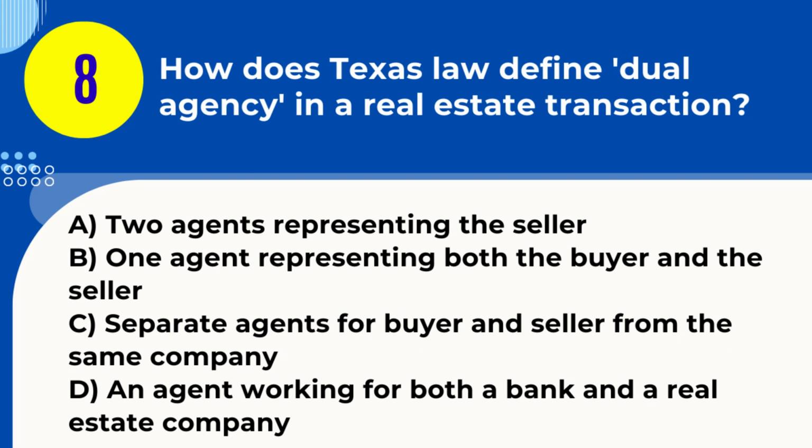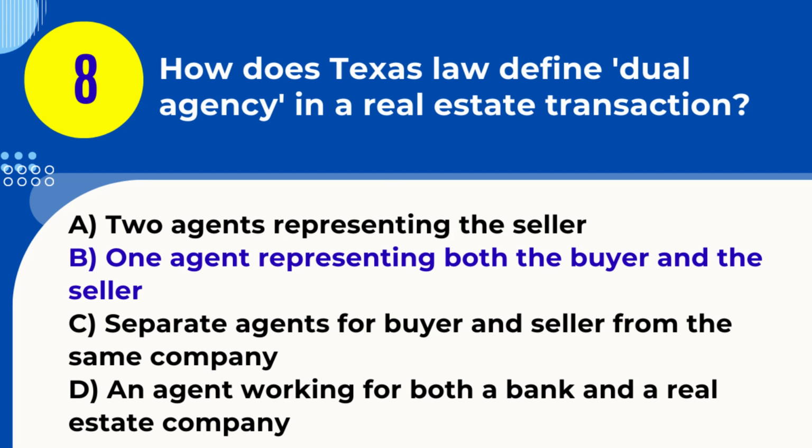Question 8. How does Texas law define dual agency in a real estate transaction? A. Two agents representing the seller. B. One agent representing both the buyer and the seller. C. Separate agents for buyer and seller from the same company. D. An agent working for both a bank and a real estate company.